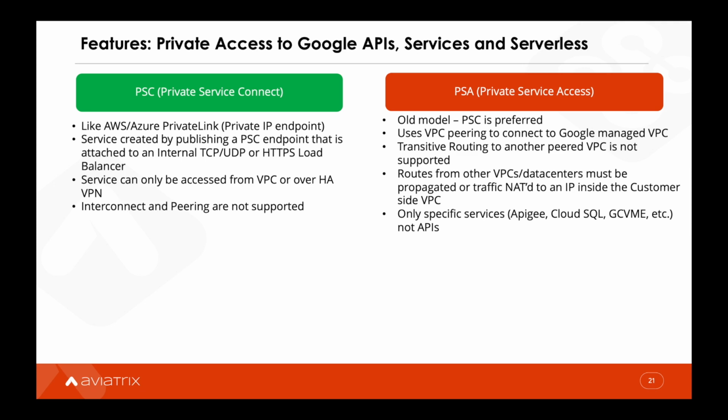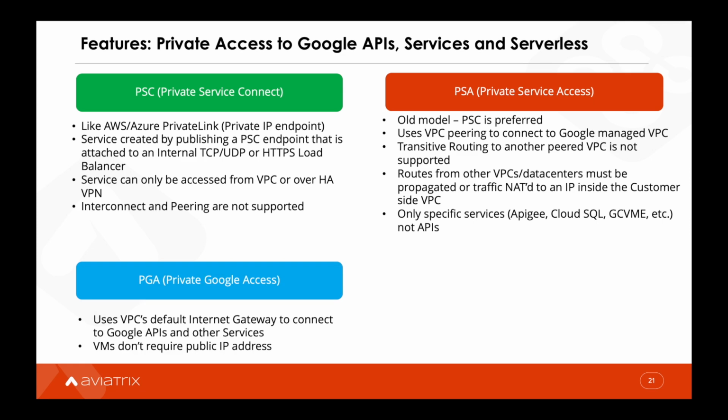Now, the challenge is that all the limitations that we have with peering come into the picture here. For example, transitive routing to another peered VPC is not supported with this model. The routes from the other VPCs or data center must be propagated, or your traffic should be NATed to an internal IP address on the consumer or customer VPC side. PSA can only support specific services such as Apigee and Cloud SQL, and this does not work for Google API connectivity.